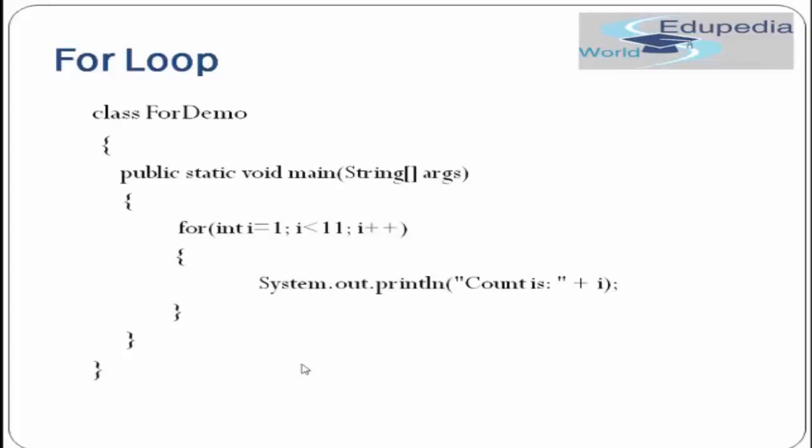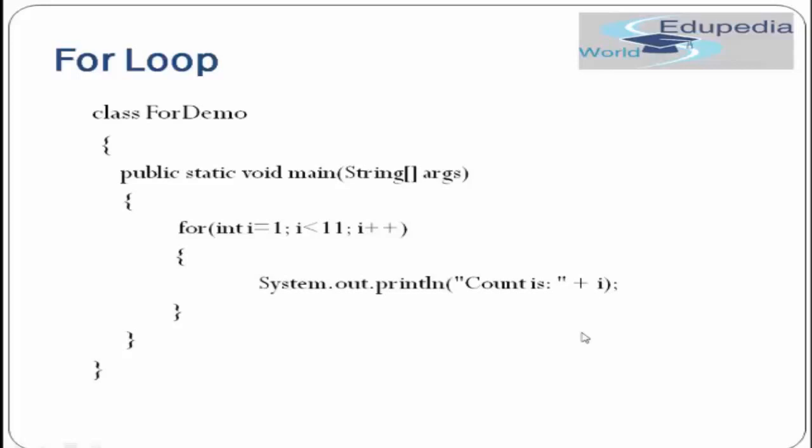Once this condition becomes false, that means if I becomes equal to or greater than 11, then the loop will stop. After we have written the condition, again we place a semicolon and then we write the increment or decrement. This is the increment or decrement section, where we are incrementing I every time.